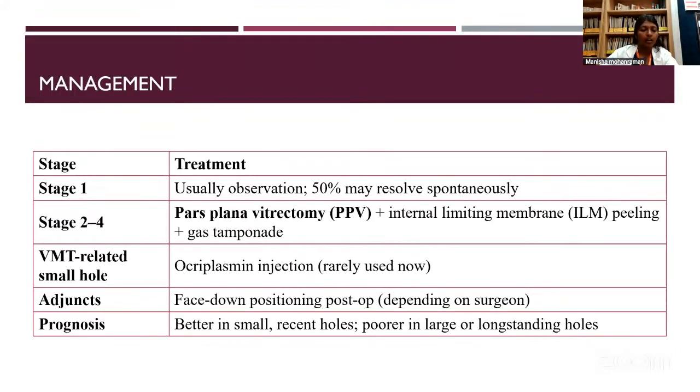The management is given stage wise. For stage 1, usually observation, and 50% may resolve spontaneously. For stage 2 to 4, pars plana vitrectomy with internal limiting membrane peeling and gas tamponade. For vitreomacular traction related small hole, ocriplasmin injection, rarely used now. Adjuncts: face down positioning post-operatively, it depends on the surgeon. Prognosis: better in small, recent holes, poorer in larger or long-standing holes.